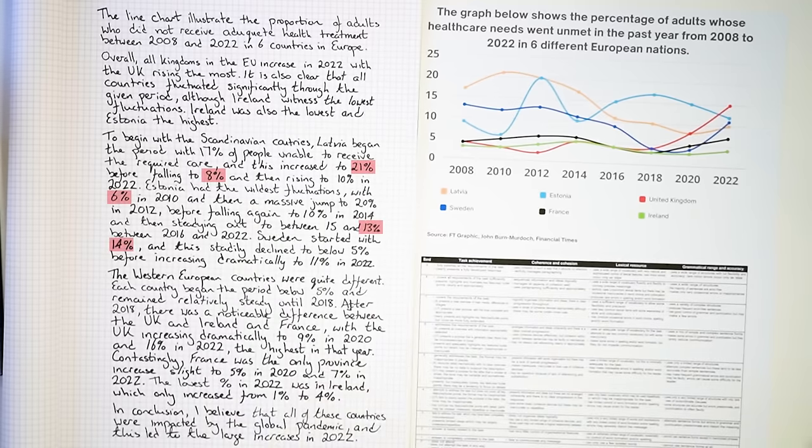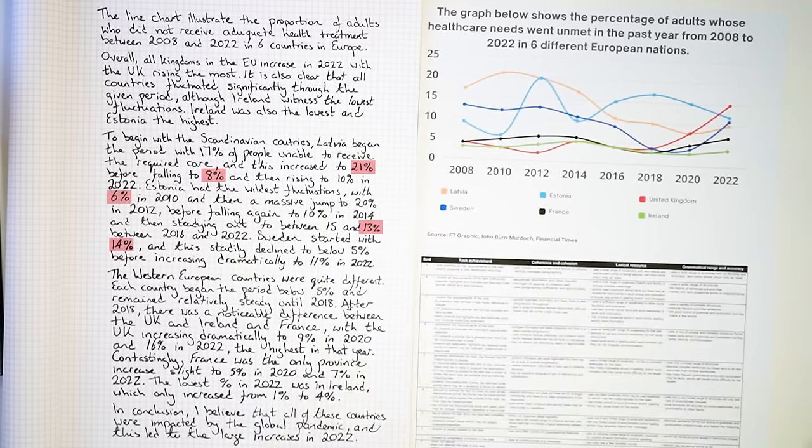Now, you won't be able to do that with every single line chart over time. You have to look at the data and think about what is the most logical way, the easiest way for the reader to understand this data. So let's start off with Latvia, Sweden, and Estonia. So we started off with Latvia had the highest number in 2010 with just over 20%.